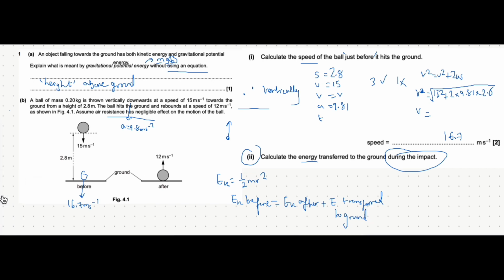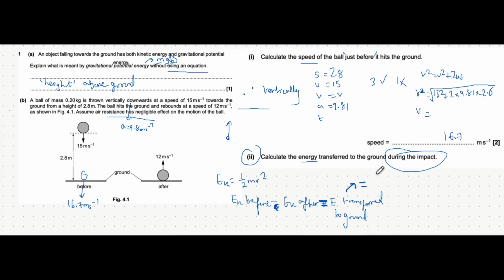Okay, I'm going to change the thickness of the pen and, yeah, we can make this even simpler. To find the energy transfer to the ground, we can take away the kinetic energy after from both sides. We can say kinetic energy before, take away kinetic energy after, equals energy transfer to the ground.